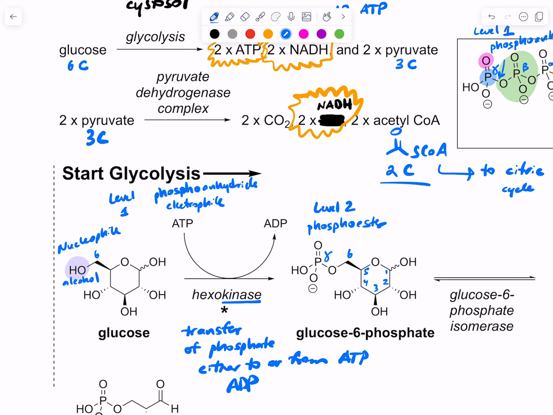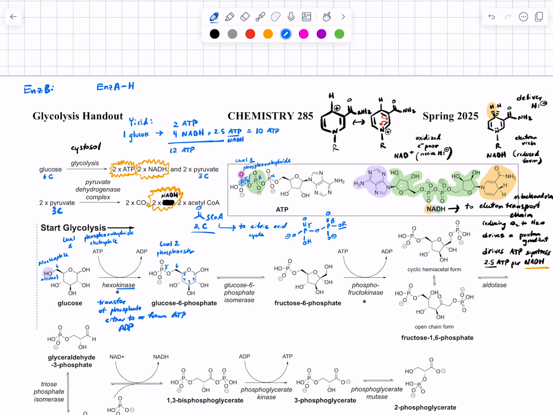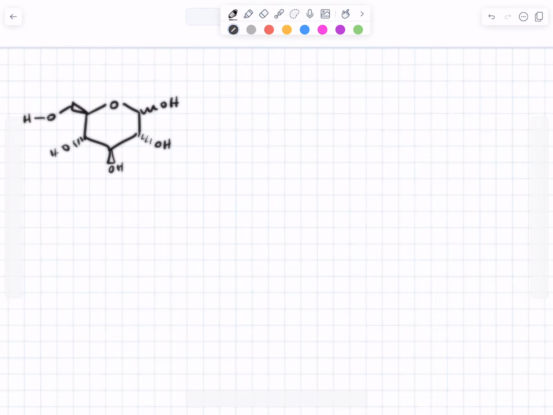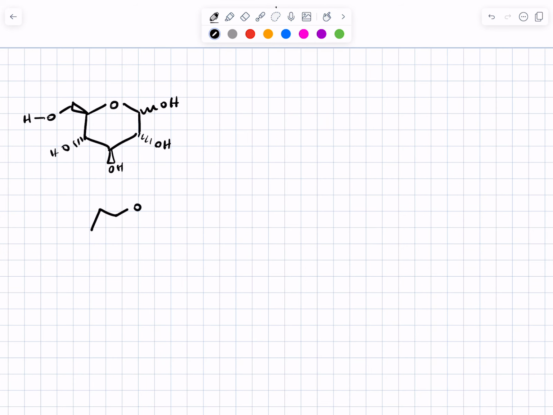Let's talk through it. And you can draw glucose in the chair form, or you can draw it in this overhead form, doesn't matter. You prefer the chair? Oh, you can totally do the chair. Yep, drawing it in the chair form is always fine. Drawing it overhead is always fine.